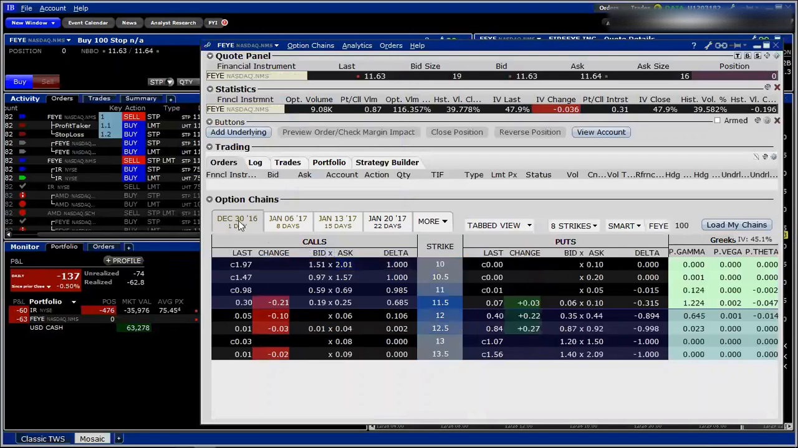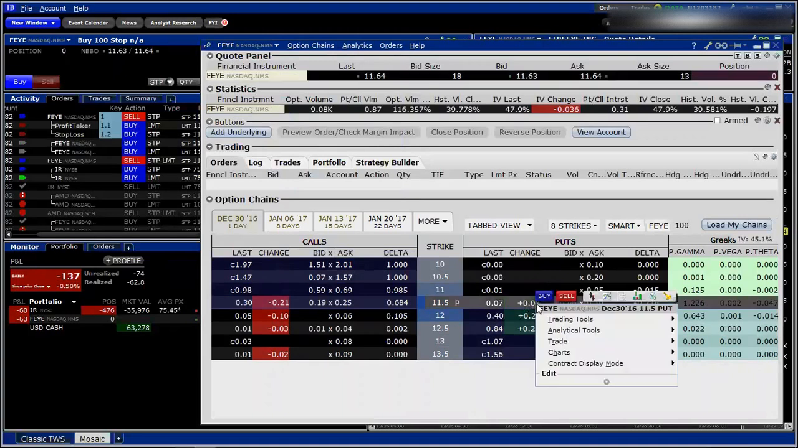Option chain, let's see, December 30th, so that's tomorrow. I wanted to get in at 11.59, so I could buy an 11.50 put. That's actually not too bad of an idea. If I right click on this, I can come down here to where it says charts, and I can say new chart.